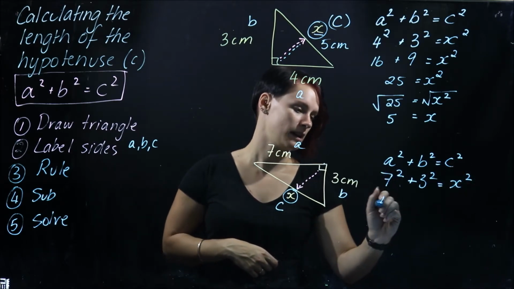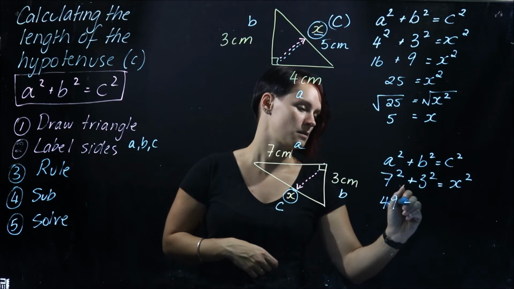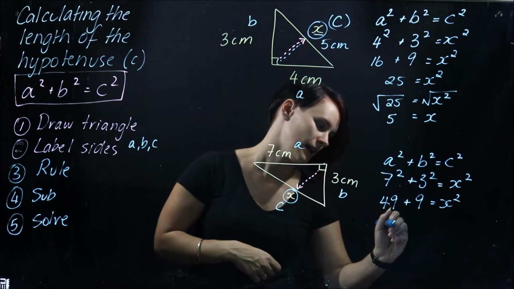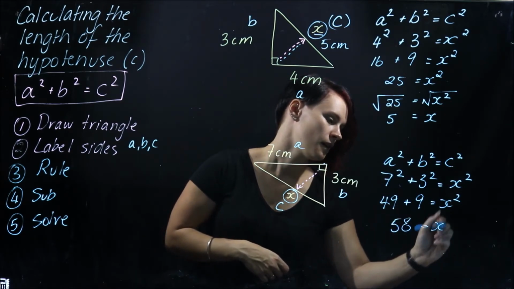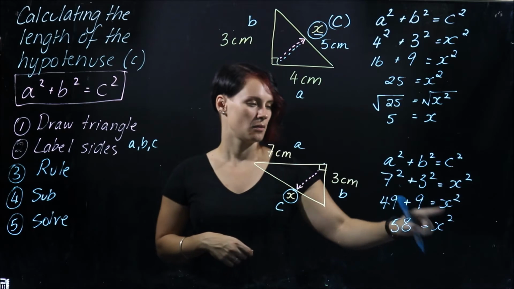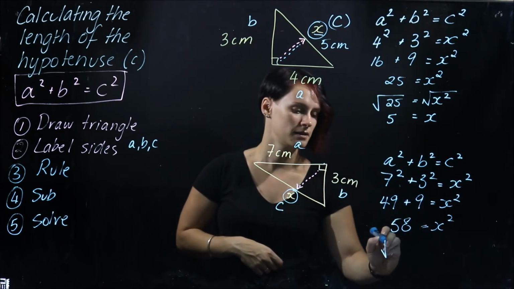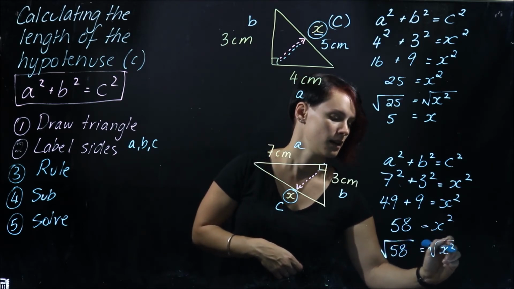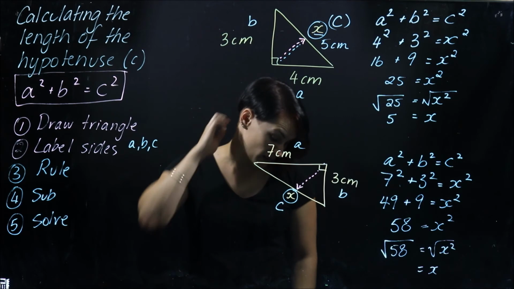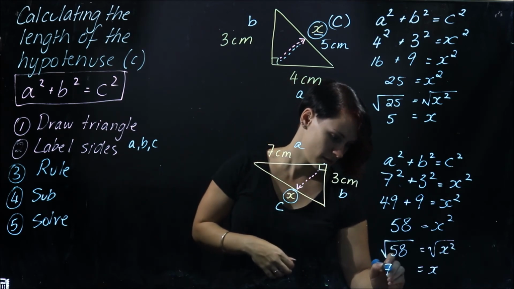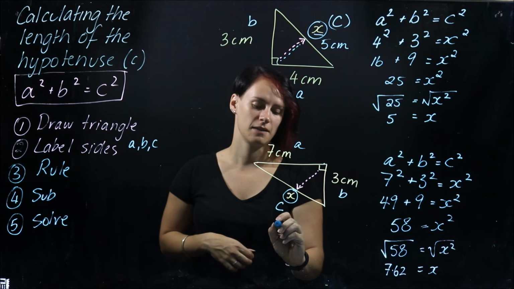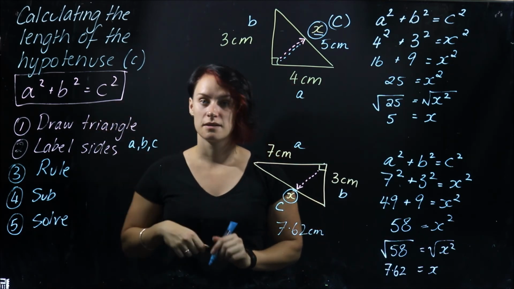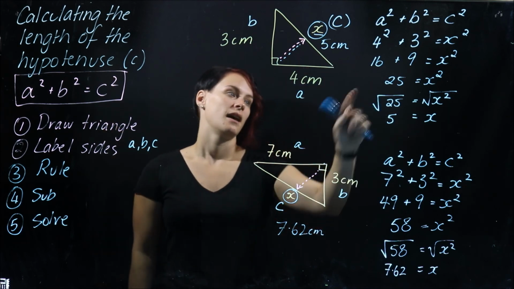Right, so 7 squared equals 49, 3 squared equals 9, and that will equal our x squared. 49 plus 9 is 58. And then we've got to find what just x on its own is, remembering our reverse is our square root sign, so the square root of 58 will give us our x value, and I've done this previously, the square root is 7.62, so that means our C value is actually 7.62 centimeters. So that's how we're using Pythagoras' theorem in 5 steps to find our hypotenuse.